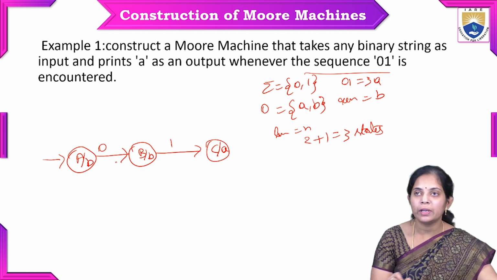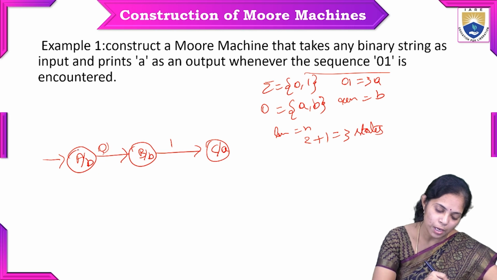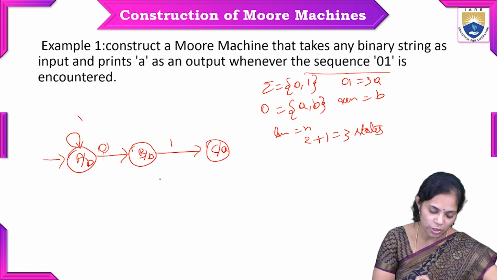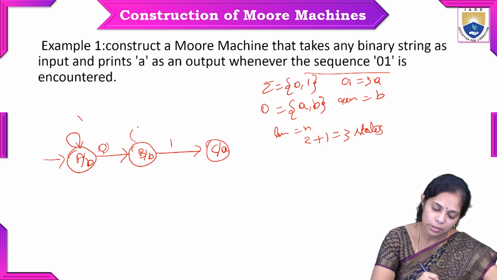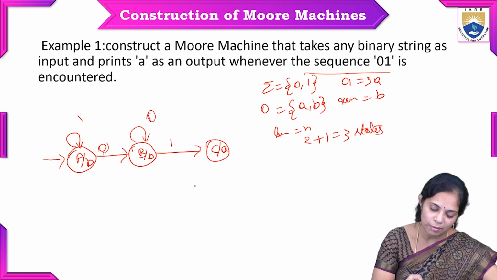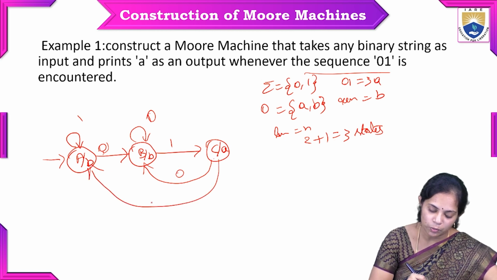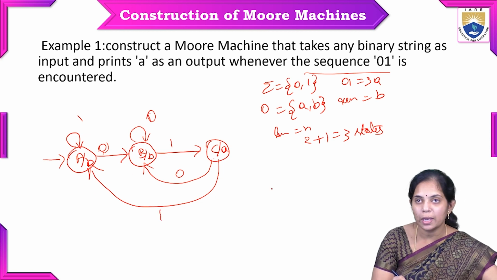And as usual, we construct the DFA. We have already encountered a 0 input symbol. If we encounter 1 as an input symbol, it is going to the same state. And whenever we encounter the 0 input symbol for state B, it is going to the same state itself. And from state C, if we encounter the 0 input symbol, it is going to B state. And whenever we encounter 1 as an input symbol, it is going to A state.